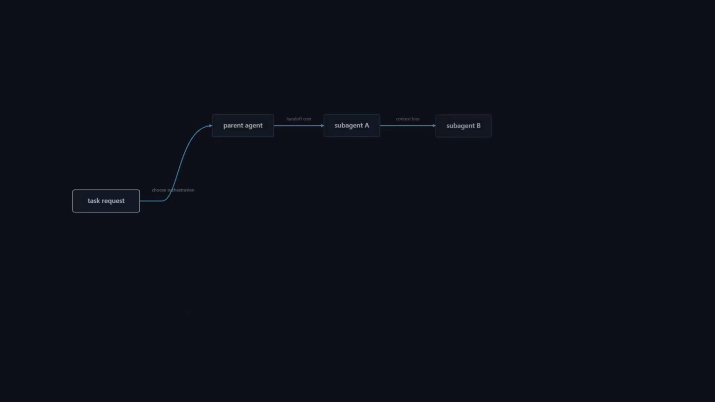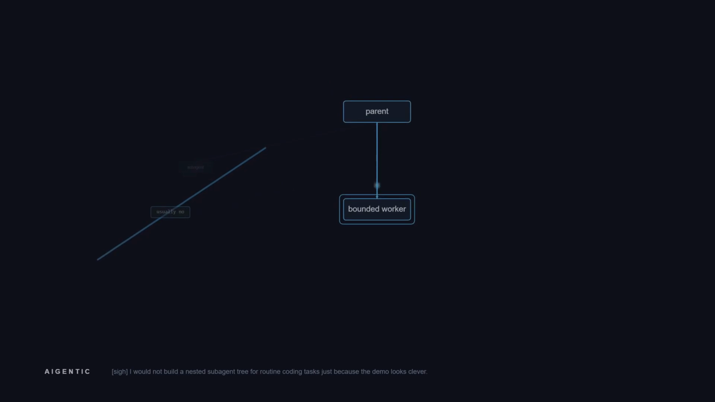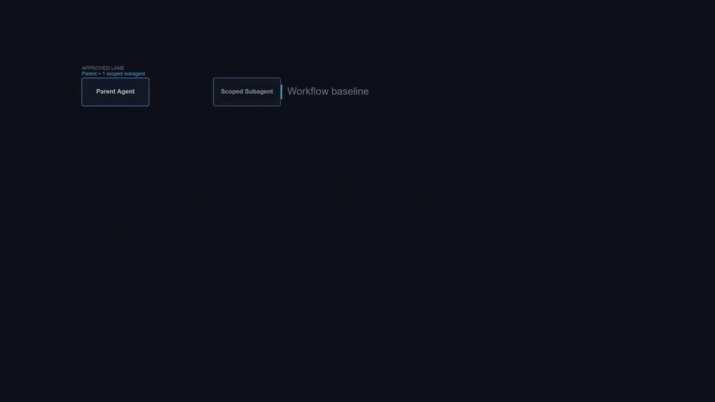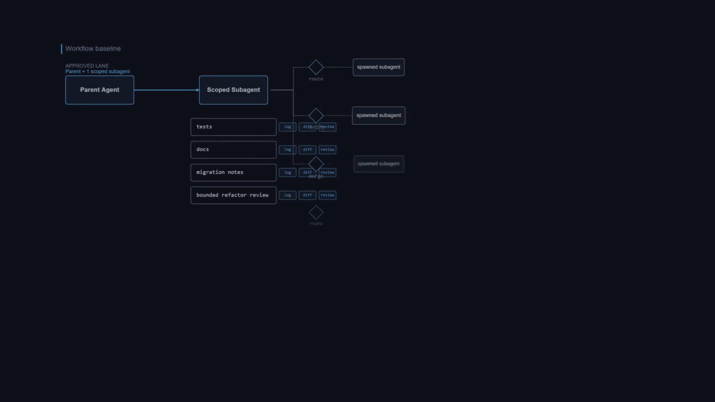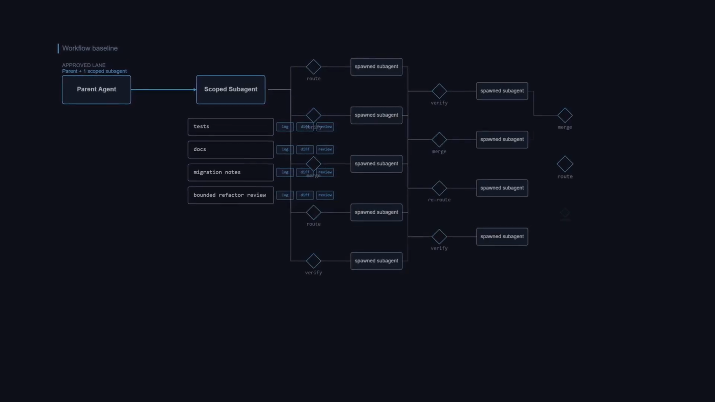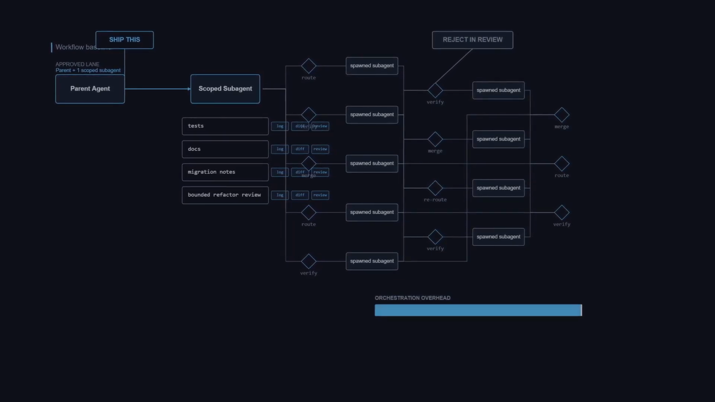When should you use nested subagents versus a single agent? Usually, you should not. I would not build a nested subagent tree for routine coding tasks just because the demo looks clever. A parent plus one narrowly scoped subagent is enough for most repo work. Tests, documentation, migration notes, or a bounded refactor review. Once subagents start spawning subagents for everyday work, you are paying orchestration overhead to impress yourself.